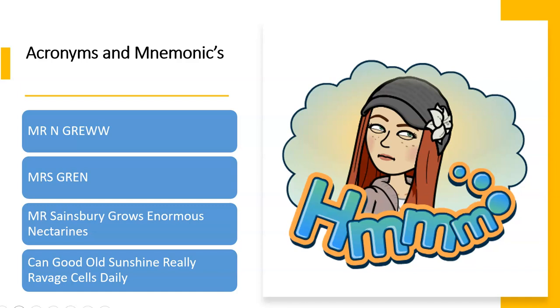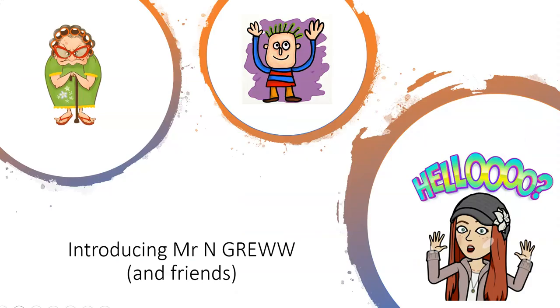In this video we're going to focus on Mr. Engro, but we're also going to follow Mrs. Gren through it as well, as they're two of the more popular acronyms used. As you can see, we've got Mr. Sainsbury grows enormous nectarines, and we've got can good old sunshine really ravage cells daily, the last two being mnemonics and the top two being acronyms. So let's follow Mr. Engro and Mrs. Gren, introducing them in the top left-hand corner there. She looks extremely friendly.